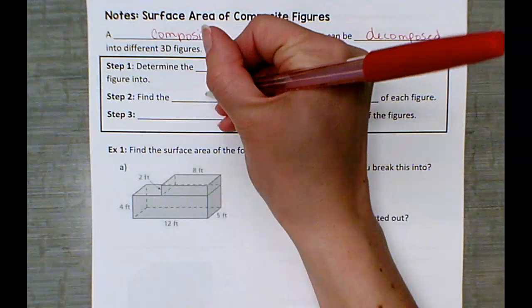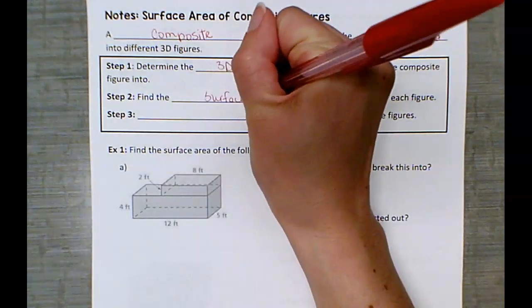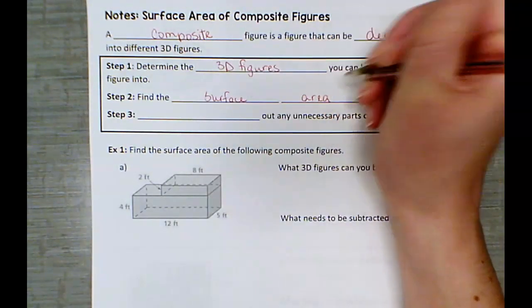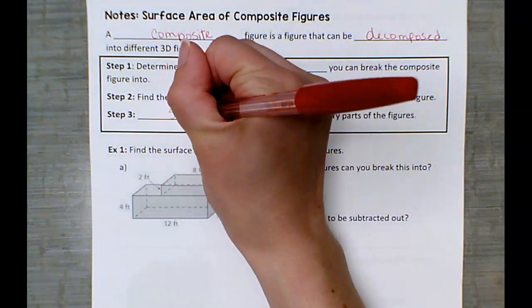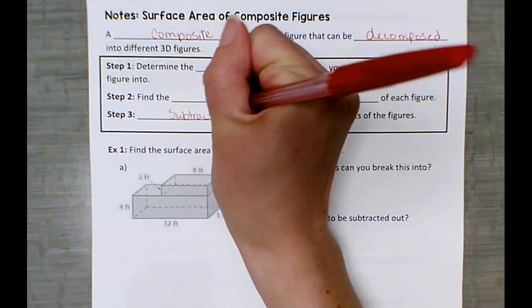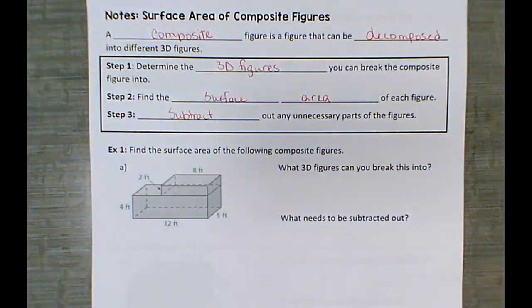Step 2, find the surface area of each figure. And then step 3, subtract out any unnecessary parts of the figure. So sometimes when you add the total surface area of 2 different figures, but they come together to make a composite figure, sometimes you have some overlapping parts that you need to take out. So subtract out any unnecessary parts of the figure.